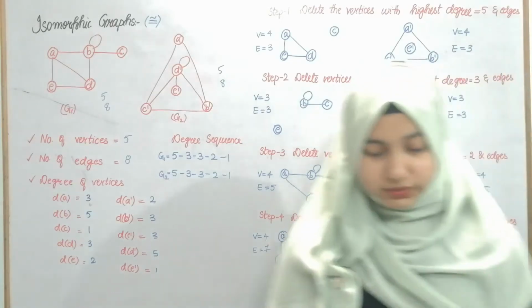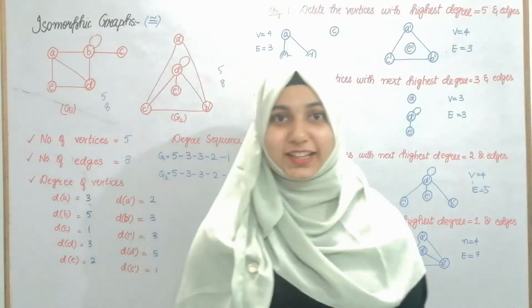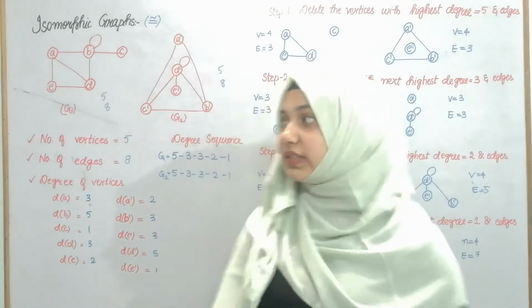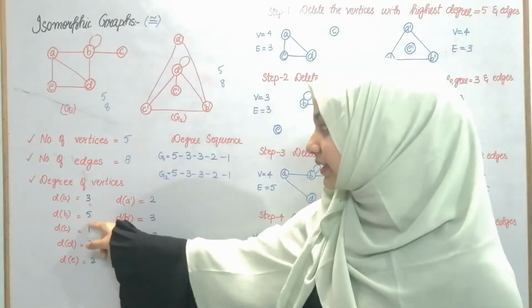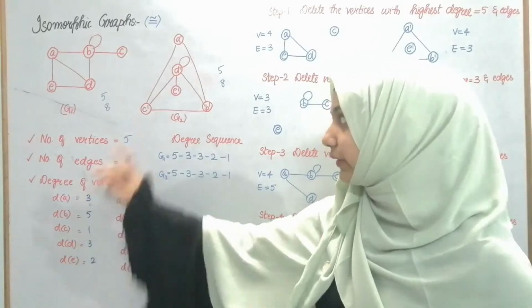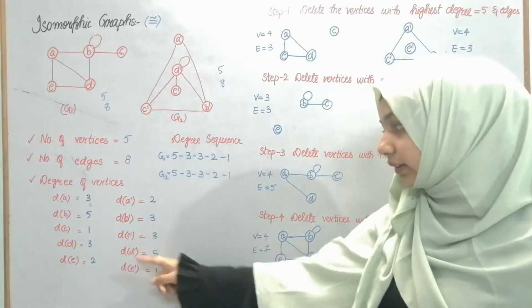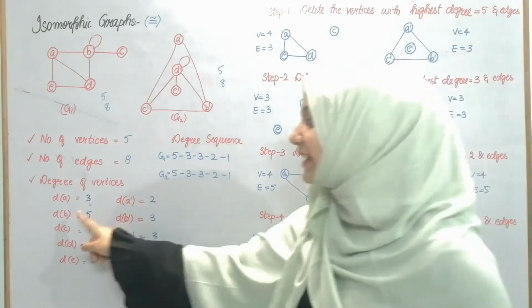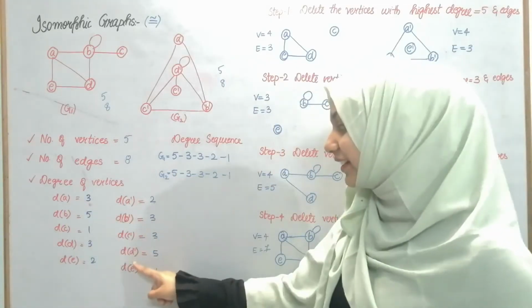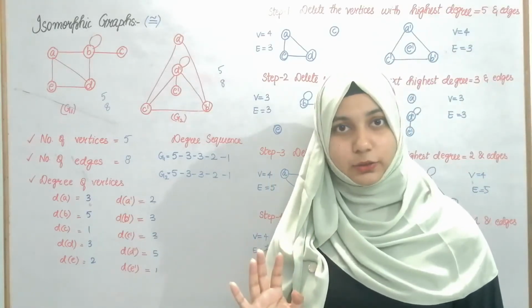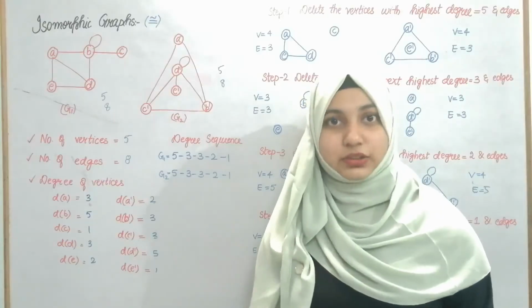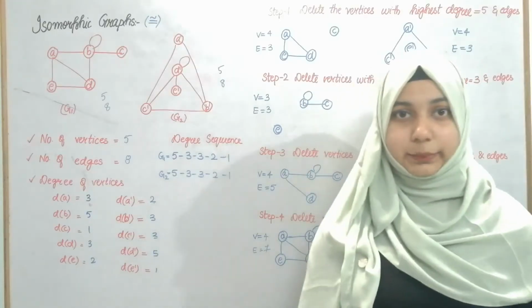Now what do we have to do in the subgraph technique? It is very simple. All you need to do is pick the vertices with the highest degree. Here the vertex with the highest degree is 5, only one in each graph. In the first graph the vertex is B and here the vertex is D dash. So we are going to simply delete those vertices. And also the edges which are connected to those vertices, we are going to delete them and form a subgraph.